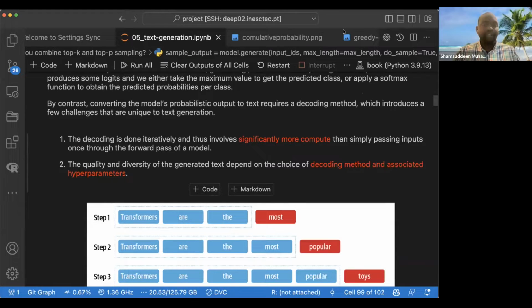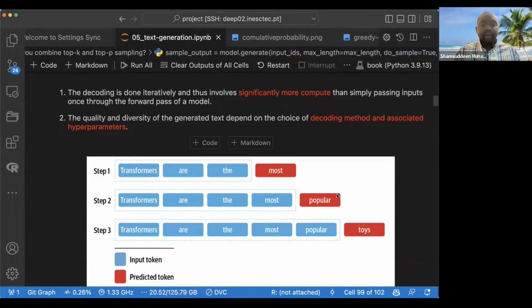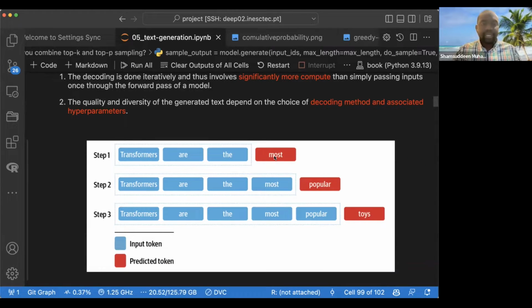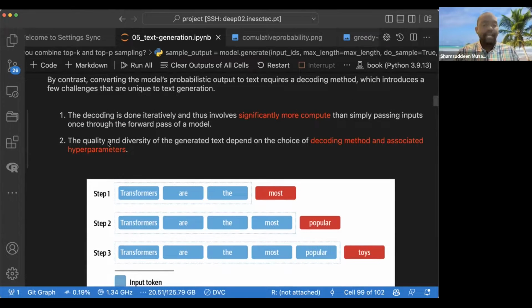The second challenge is the quality and diversity of the generated text. The quality of what is predicted and the diversity are also challenges, and we'll see how these have been taken care of. I think the most important thing is that the quality and diversity of the generated text depend on the choice of decoding method. We have a couple of decoding methods. If you need diversity, you need to choose a particular decoding method, but if you need quality, you need to choose a different decoding method, and we'll see those methods.